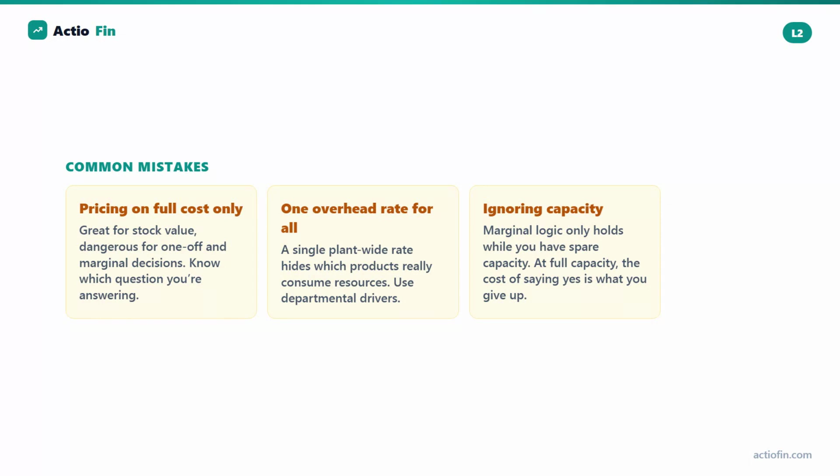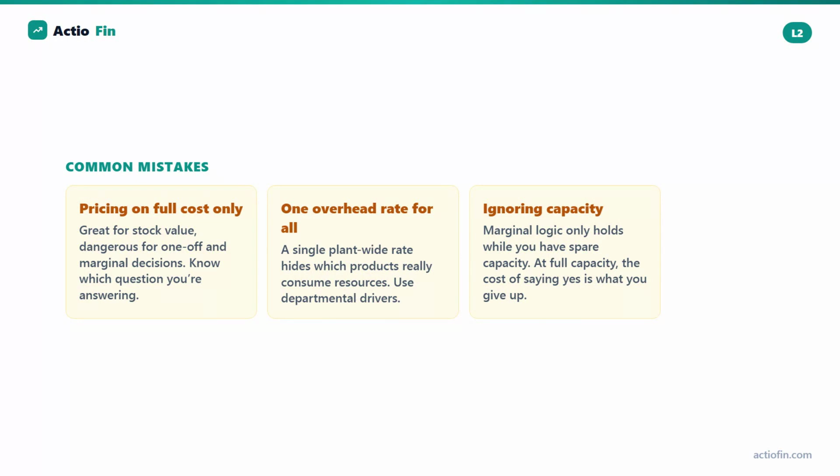Second, using a single overhead rate for a whole factory. It blurs which products truly consume resources, departmental or activity-based drivers are sharper. Third, forgetting capacity. Marginal reasoning only holds while you have spare capacity. Once you are full, the real cost of accepting an order is the contribution of whatever you must turn away. The opportunity cost.